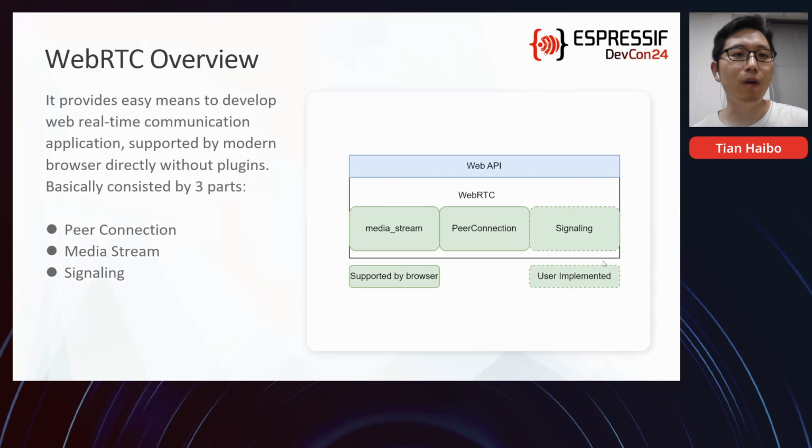Firstly, we will give an overview of WebRTC. We mainly talk about its realization on browsers. WebRTC provides an easy means to develop web real-time communication applications. It's internally supported by modern browsers, so you needn't install any plugins. Basically, WebRTC consists of three parts: peer connection, media stream, and signaling. Media stream and peer connection are internally supported by the browser, but signaling needs the user to implement it.